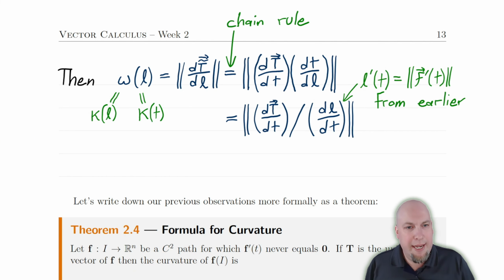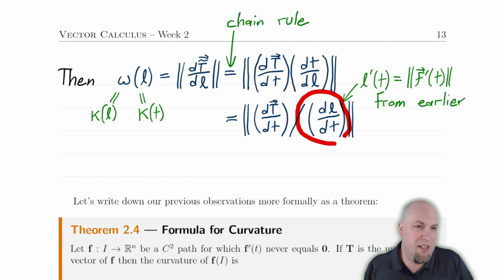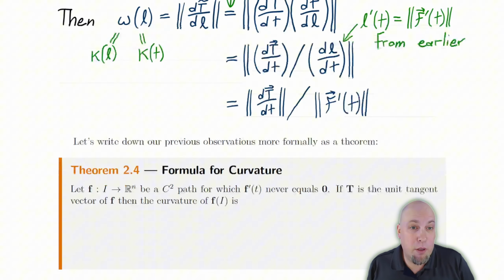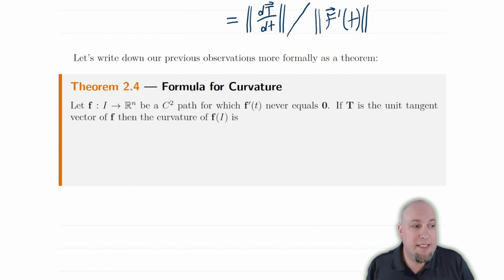Here, this is just a number, so I can pull it outside, and I'm just going to get this here. I can split it up into a division of two different lengths. So I get the length of the derivative of the unit tangent vector divided by the speed of the path f. Again, the point of this is that it's a formula that I can actually use in practice. It's a thing that I know how to compute.